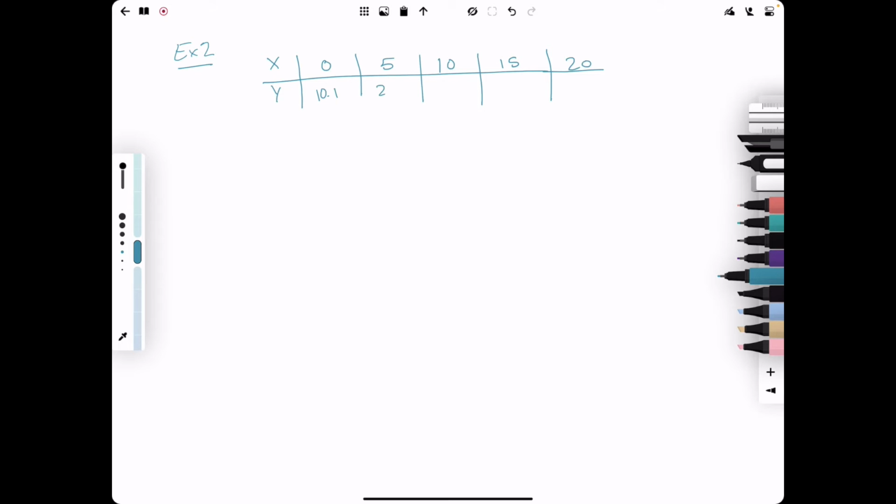10.1, 2.8, 8.1, 16.0, 17.8. So I'm going to do a little video on how we put these in here, because sometimes it's quite helpful to know how to use a calculator.